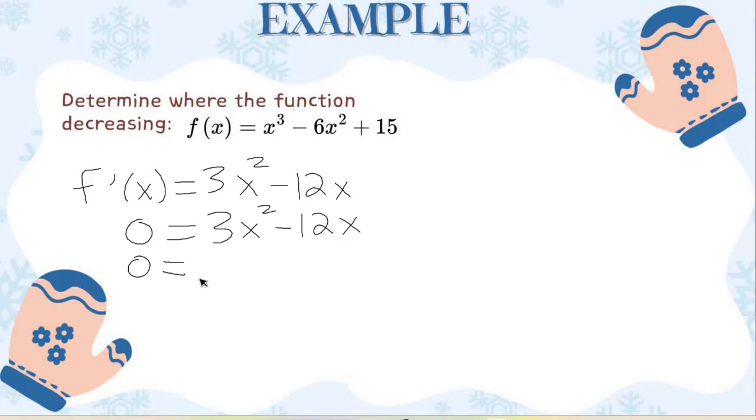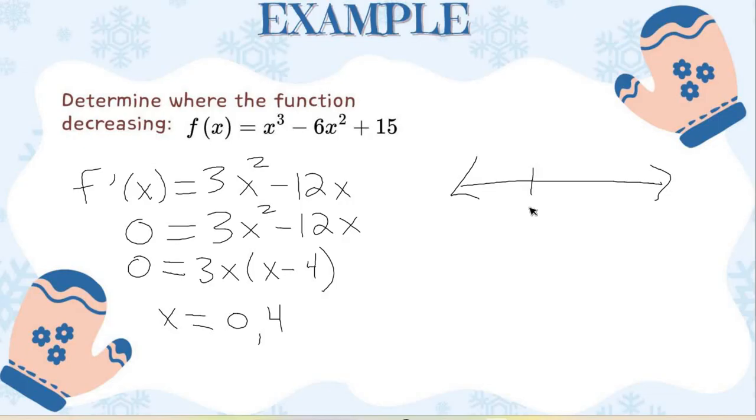Factor 3x out. Okay, and we're left with? 3x times x minus 4. So we get 2 critical points. One at 0 and one at 4.